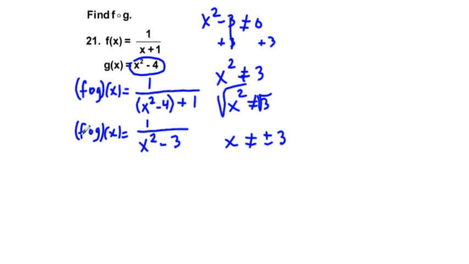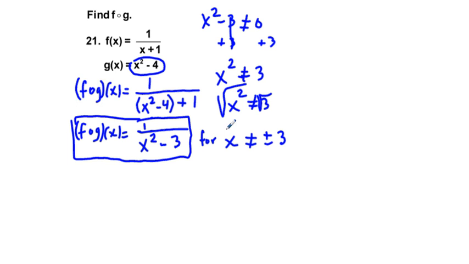So if we summarize our problem here, f of g of x equals 1 over x squared minus 3. However, x cannot be equal to plus or minus square root of 3, so that would be an additional condition. I'm going to box that additional condition in too.